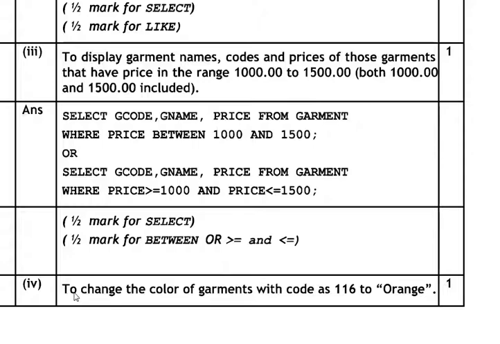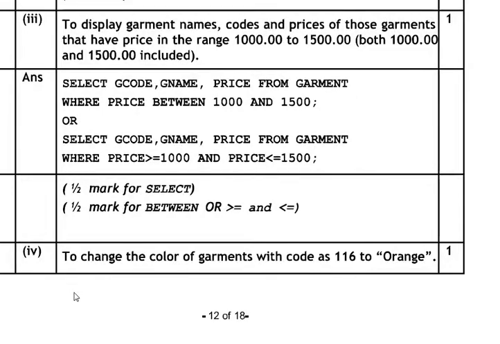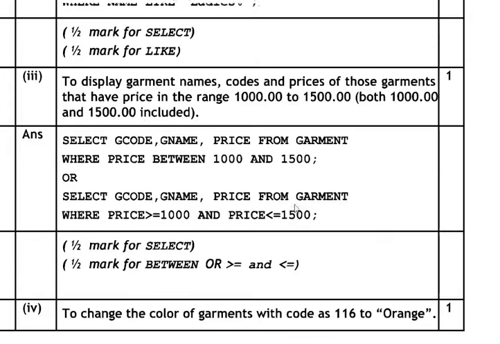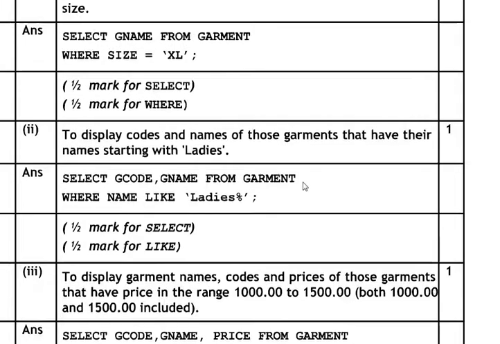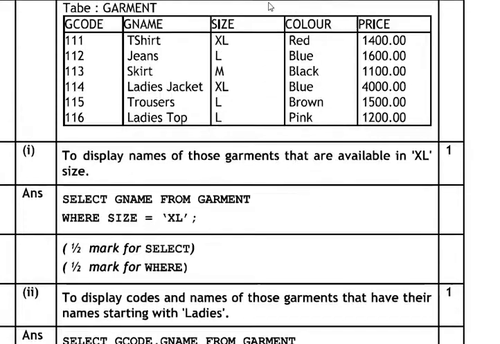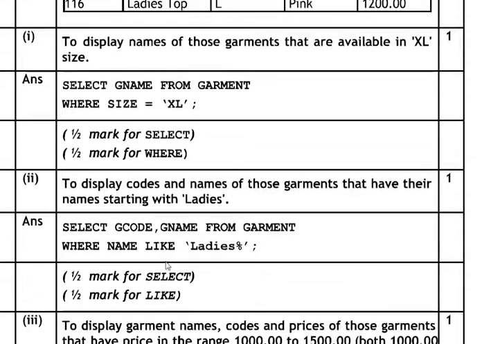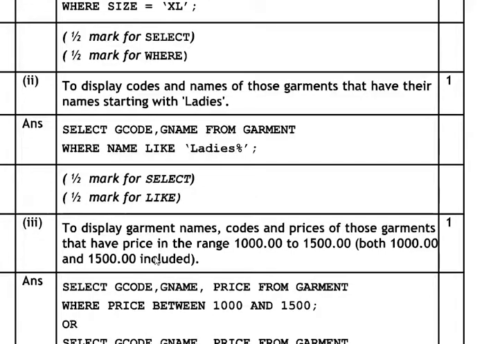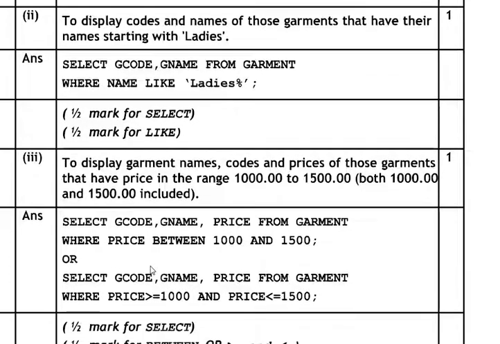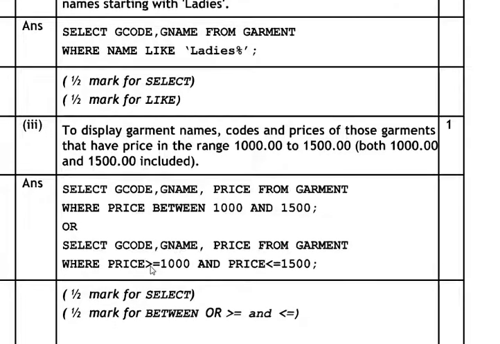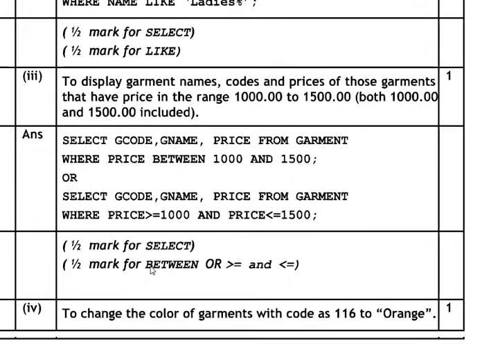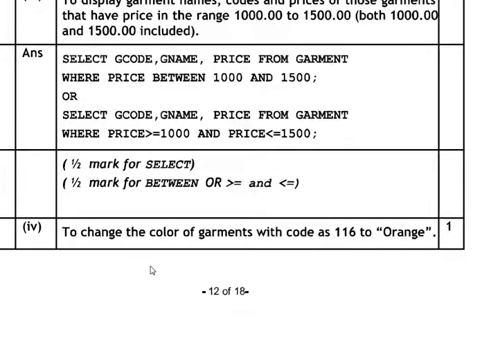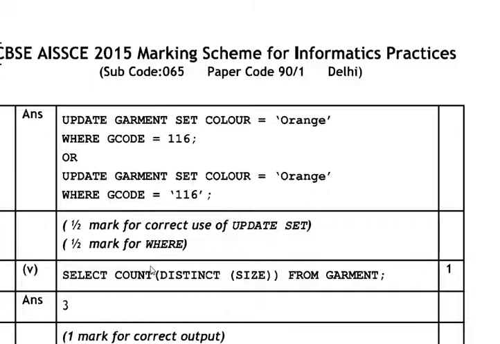Then the table name is what? Garments. SET, which column you have to set, that is color. Color is equals to orange. Let's see the column name, it is simple, COLOUR. Sometimes it may be COLOR. Most of the time whenever you are writing code, it is COLOR, but here it is used as COLOUR.